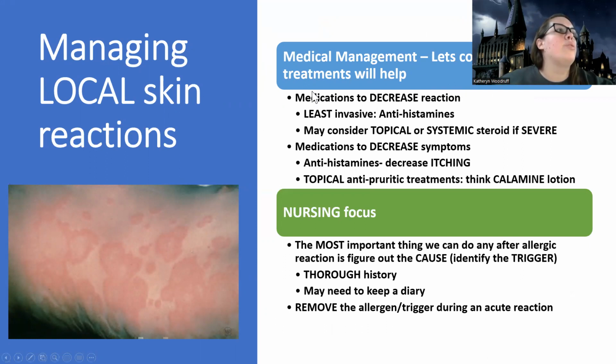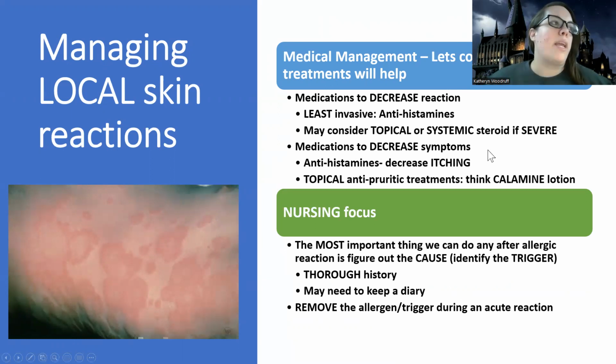We can try to start with less invasive medications. The least invasive option is to decrease the reaction they have, and this can also help decrease their symptoms, especially itching, by giving antihistamines, which I talked about in my last video. If it's really severe, like if people have a systemic rash or reaction, sometimes they'll use topical or systemic steroids, which we'll talk about more in depth when we talk about anaphylaxis, or, if not, at some point soon in the respiratory content.